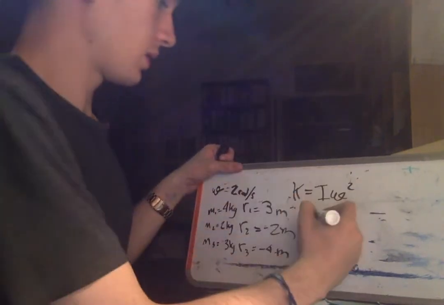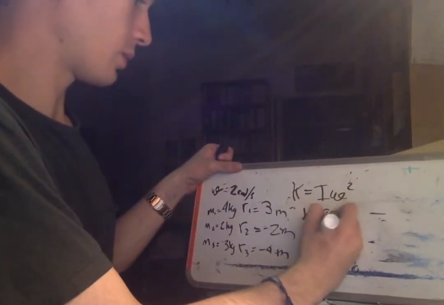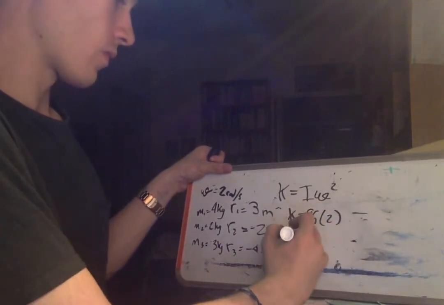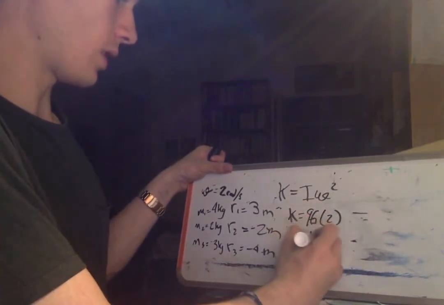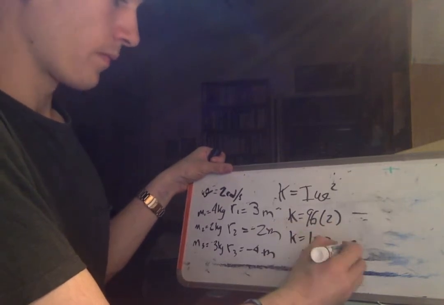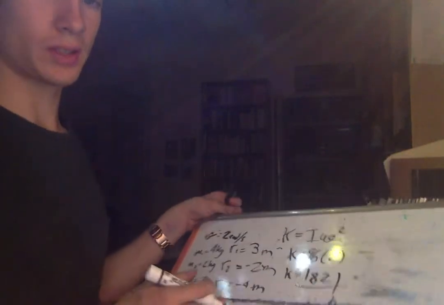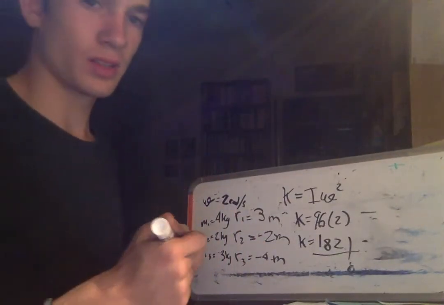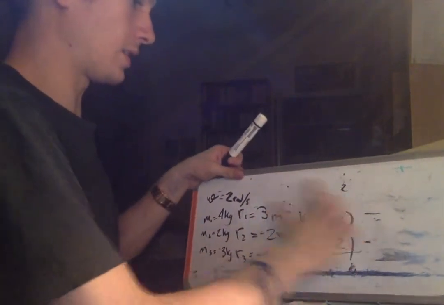So that means that the kinetic energy equals 96, which we obtained earlier, times 2, and K equals 182. There we go. So that's the first way to obtain the kinetic energy. And now we're going to do it in a second way.